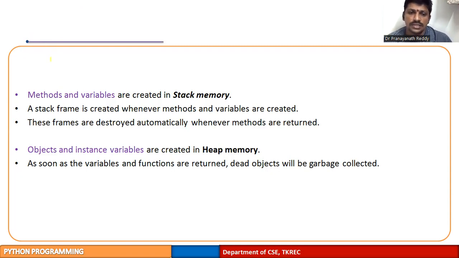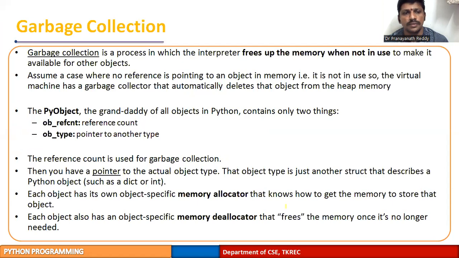Similarly here, objects or instance variables are created in a heap memory. As soon as the variables and functions are returned, the dead objects will be garbage collected. Automatically, the data will be deleted. The memory will be freed. So we'll see what a garbage collector is. Garbage collector is a process in which the interpreter frees up the memory when it is not in use to make available space for other objects, right? So the term which we need to learn is: free up the memory when not in use.